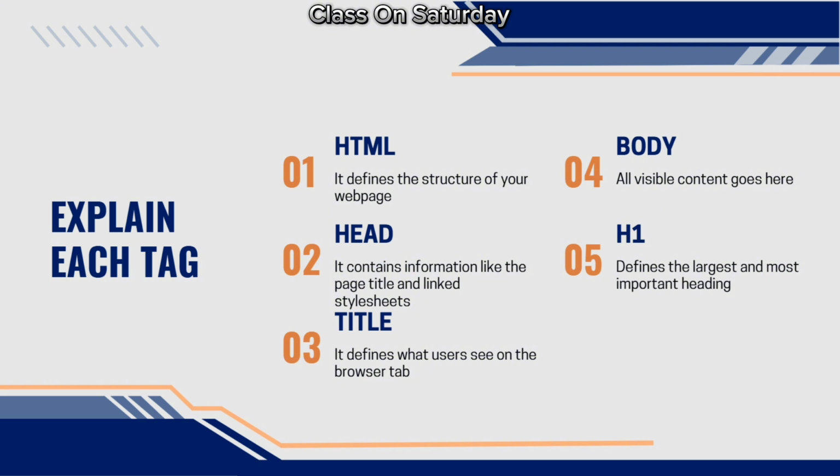Number 3, title. What users see on the browser tab. Number 4, body. All visible content goes here. And number 5, H1. It defines the largest and most important headings.